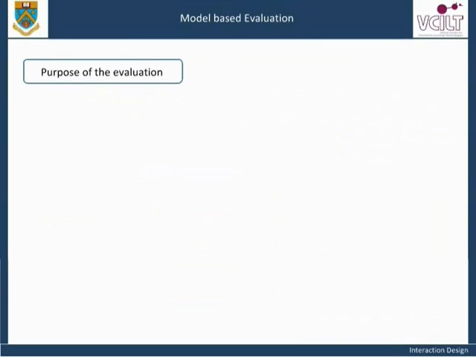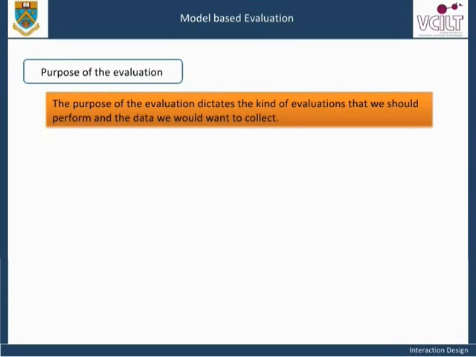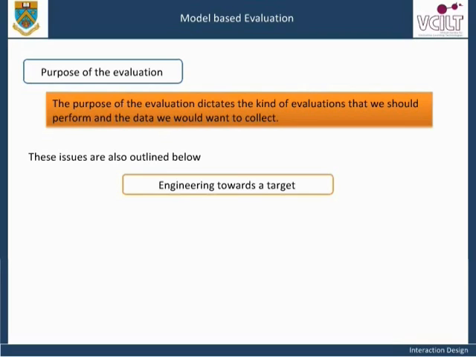As mentioned in the introduction, PRIES identified four main purposes for doing evaluation, which are outlined below. Clearly, the purpose of the evaluation dictates the kind of evaluations that we should perform, and the data we would want to collect. These issues are also outlined below. Engineering towards a target, asking whether the system we have designed is good enough yet. The question we have to ask ourselves here is, what targets are being engineered towards? If it is in terms of user satisfaction, for example, then we might employ a technique such as user studies, where we can get qualitative information about whether the user is satisfied with the system.